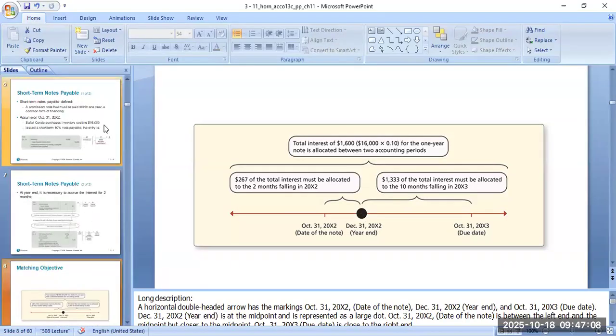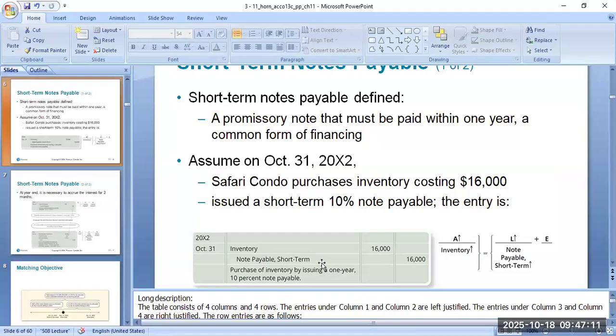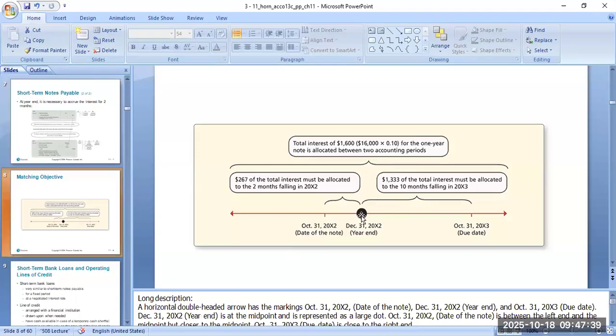The second question is, we have the note payable sitting on the balance sheet through the journal entry which we made on October 31st. Since we're using accrual accounting, and since we have to pay 10% interest on the 16,000, which is 1,600 for 1 year, once we're preparing the financial statements on December 31st, do we owe interest for the period that already passed?